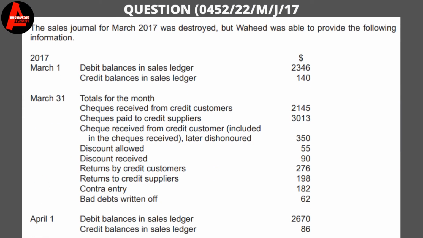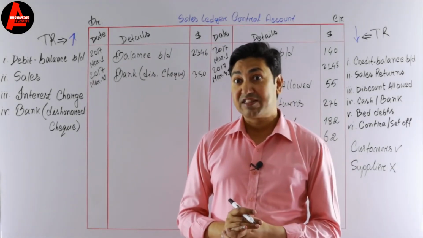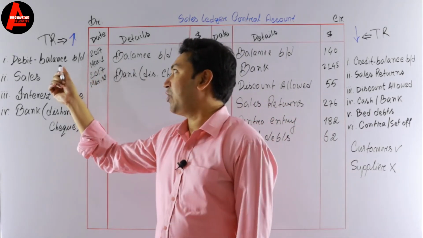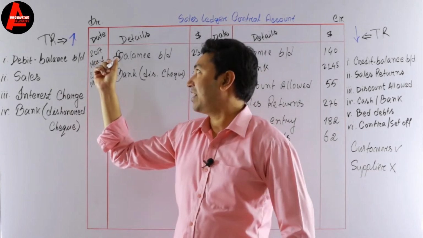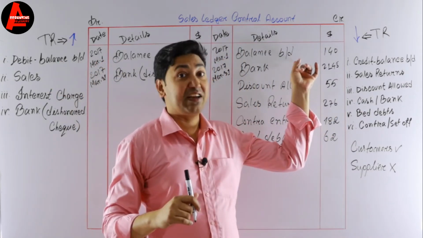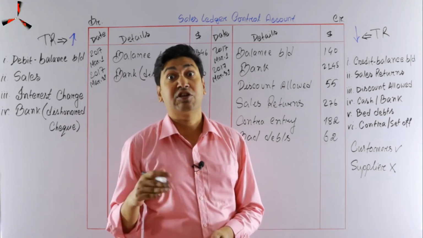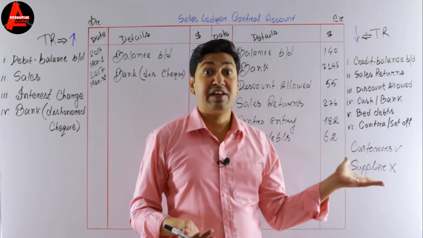Now we have two closing balances. So look at the question once again. The first of April, what is written? Debit balances in sales ledger is $2,670. Credit balances in sales ledger is $86. So here the debit balance will come in the credit side, and the credit balance will come in the debit side. Opposite. Don't think this way. Here we recorded debit balance on the debit side, credit balance on the credit side. But in the closing balance, we have to record in the opposite way: debit balance on the credit side, credit balance on the debit side.